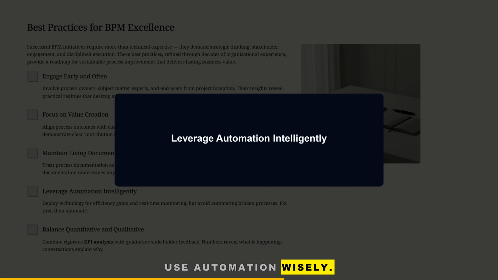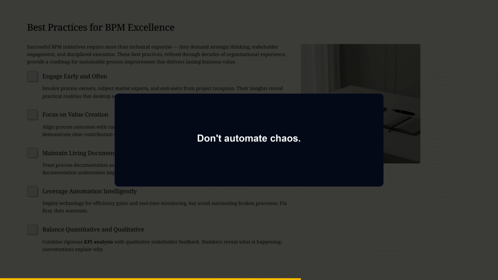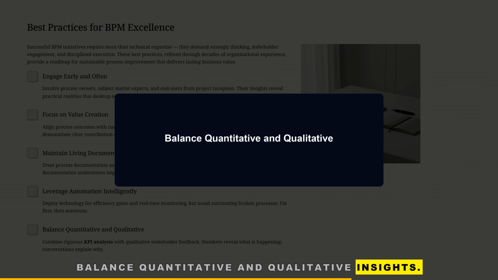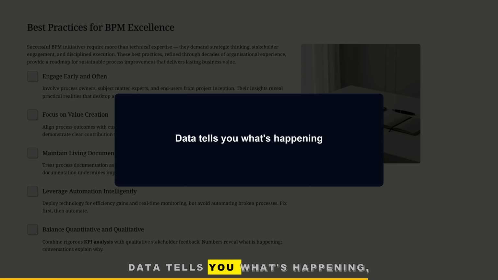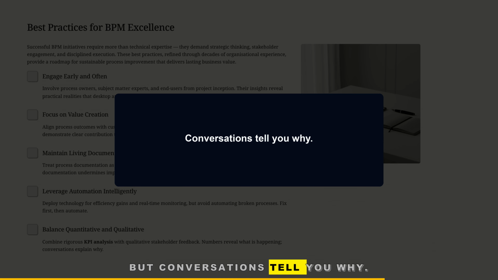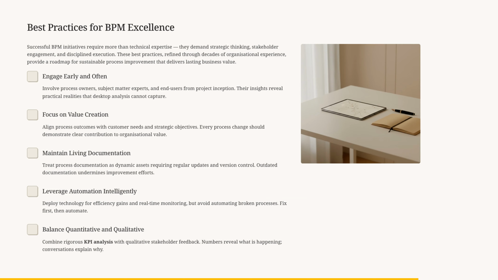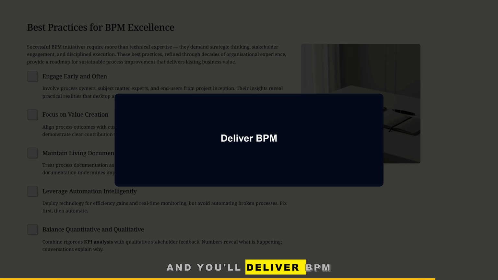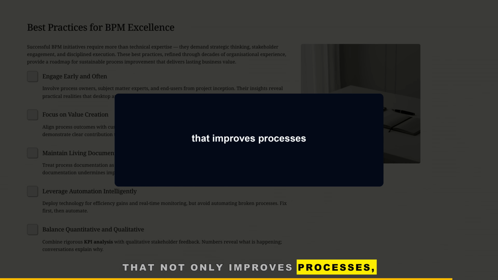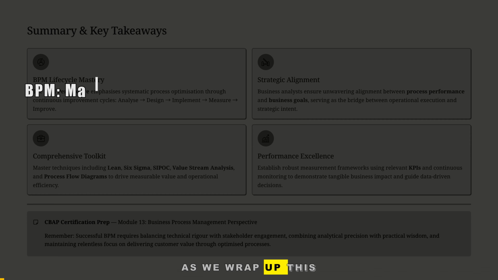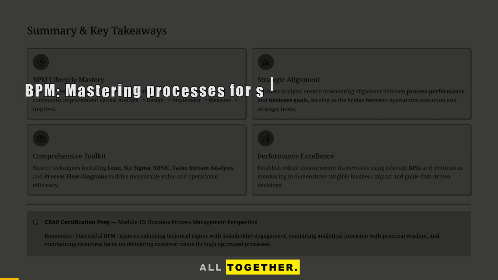Use automation wisely. Don't automate chaos. Fix and optimize the process first, then let technology make it faster. Balance quantitative and qualitative insights. Data tells you what's happening, but conversations tell you why. The best analysts combine both for a complete picture. Follow these principles, and you'll deliver BPM that not only improves processes, but strengthens the culture of continuous improvement across the organization. As we wrap up this final module, let's bring it all together.